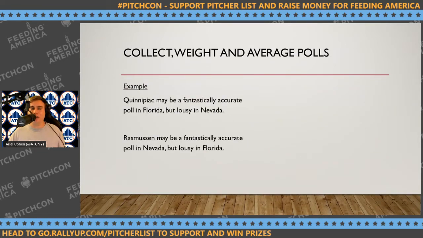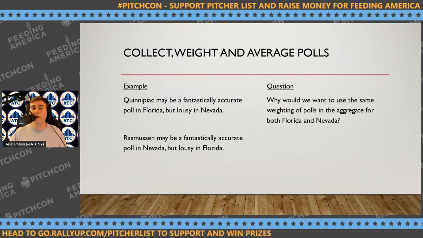So just to give a thought process here, let's say we're talking about 2 polls, Quinnipiac and Rasmussen. We've looked at Quinnipiac's results over the past couple of years, what they predict versus what actually happened. If they say the Democrat's going to win a certain percent of the time, how accurate is that? And they're great in Florida, I'm just making this up, but they're terrible in Nevada. Rasmussen, based on our studying, is a great poll in Nevada, but terribly lousy in Florida.